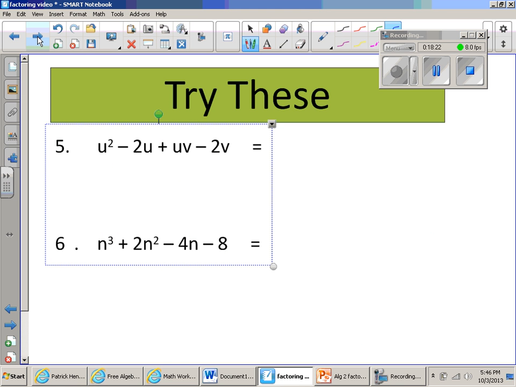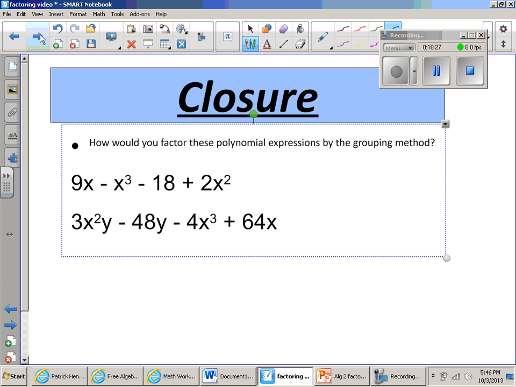I would like for you to try these 2 problems on your own. Closure. How would you factor these polynomial expressions by the grouping method? Tell me how you're going to work these 2 problems.